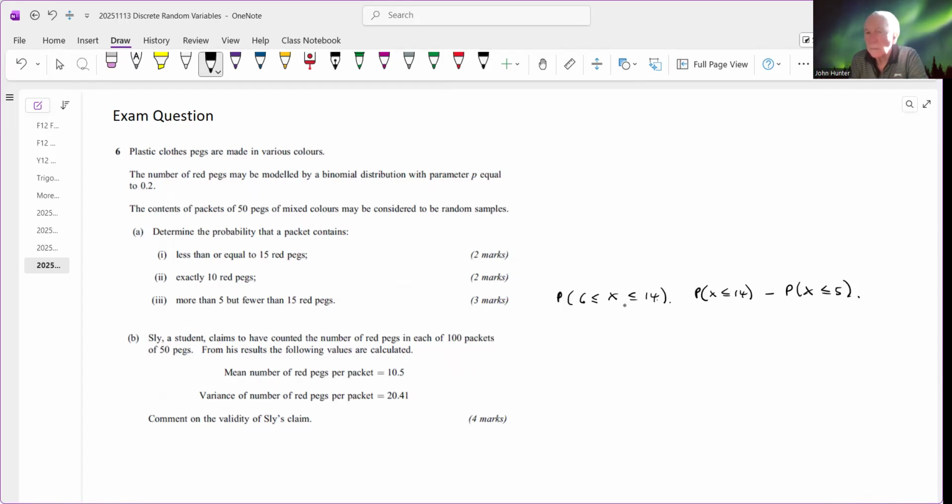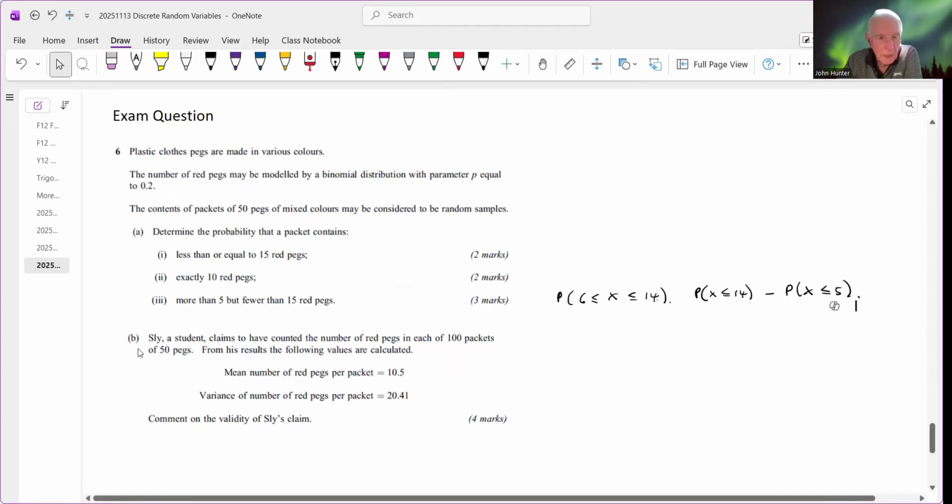So that's what we would have to do. So we have to do two calculations there. All right. Okay, I won't do that now.